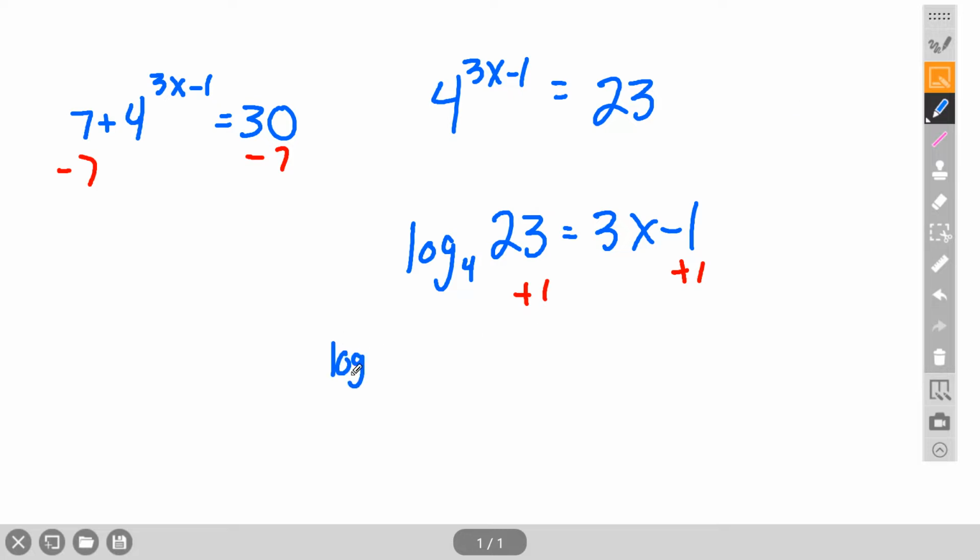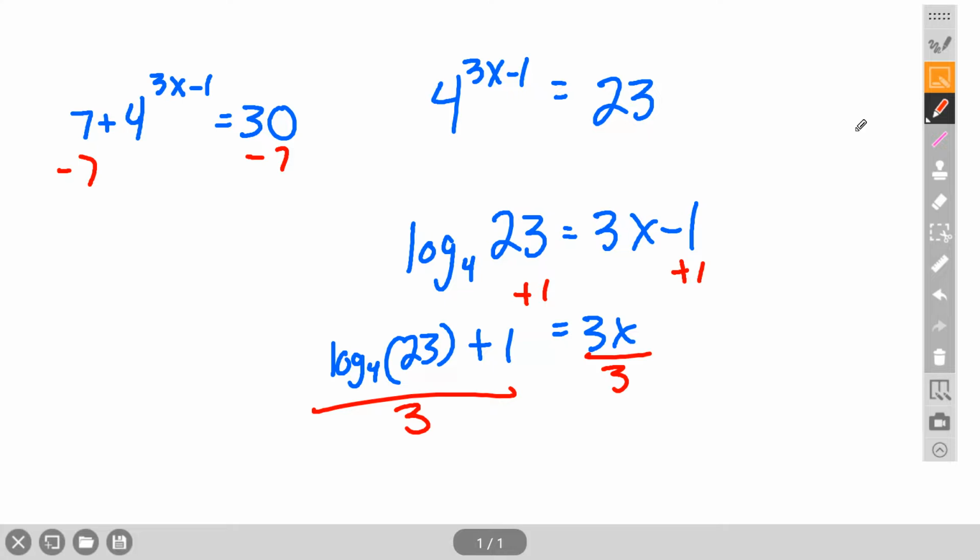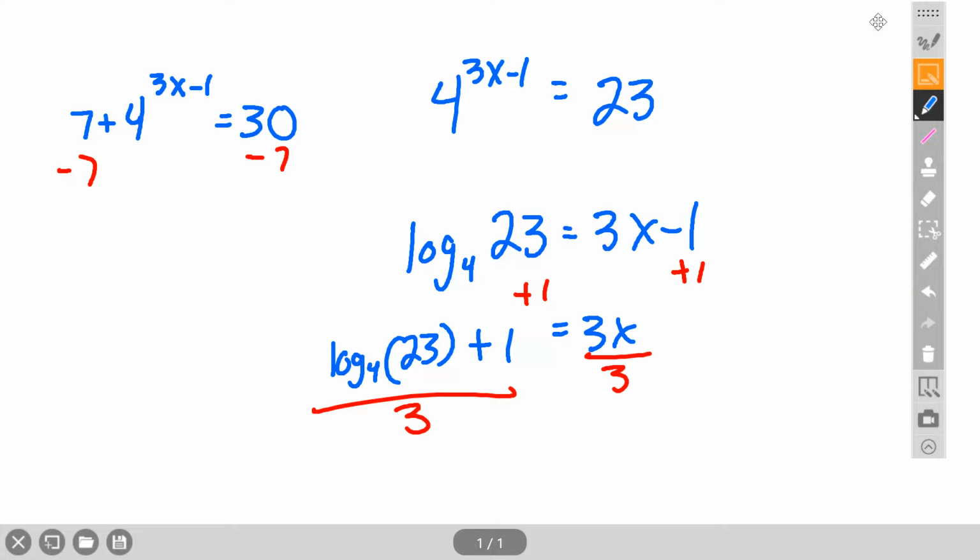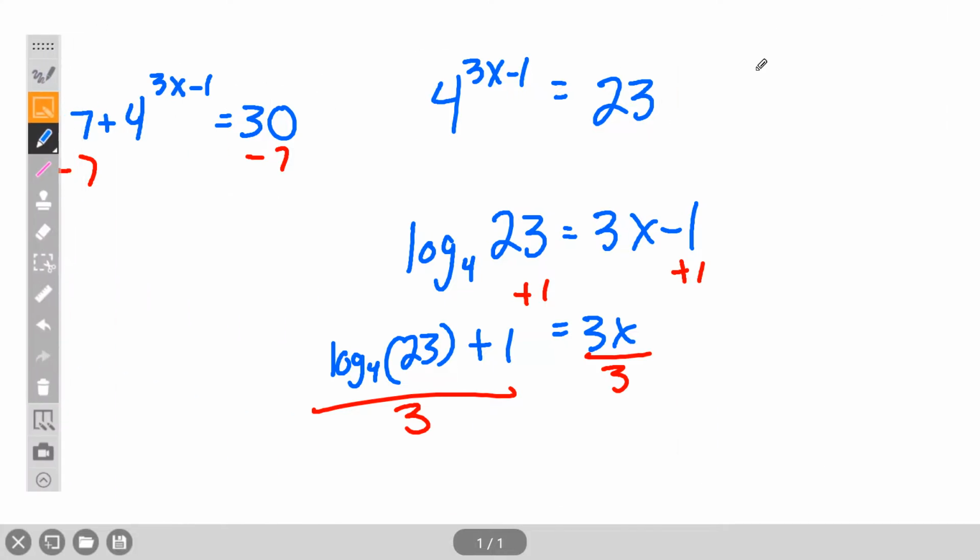So we got log base 4 of 23 plus 1 equals 3x. Divide by 3. So what we're going to need to evaluate to get our answer is log base 4 of 23 plus 1, divided by 3. That'll give us our solution.